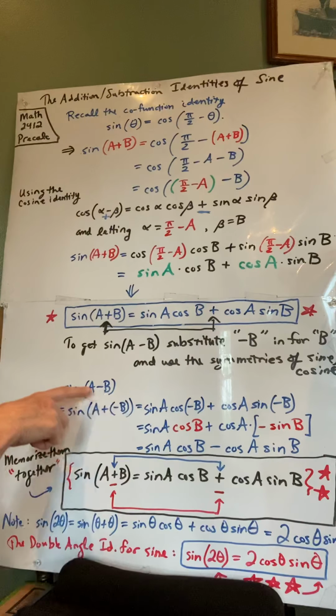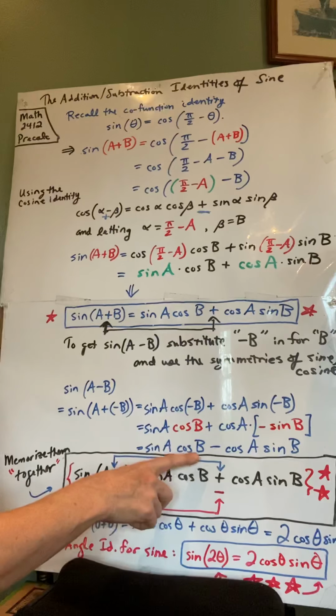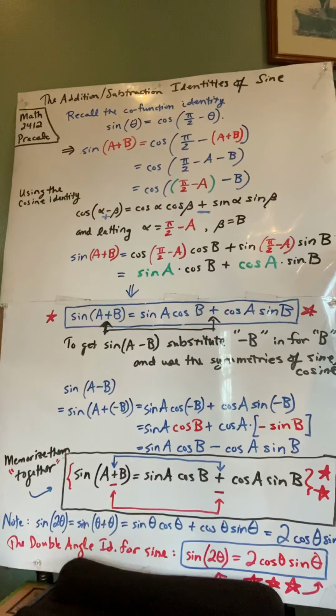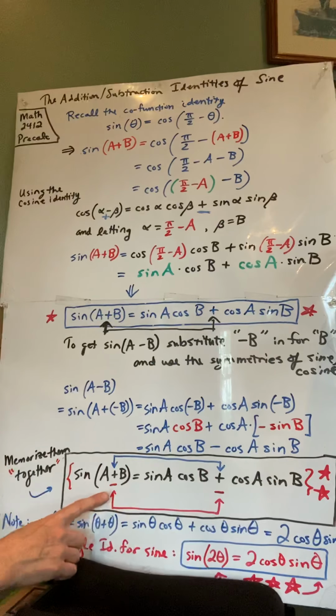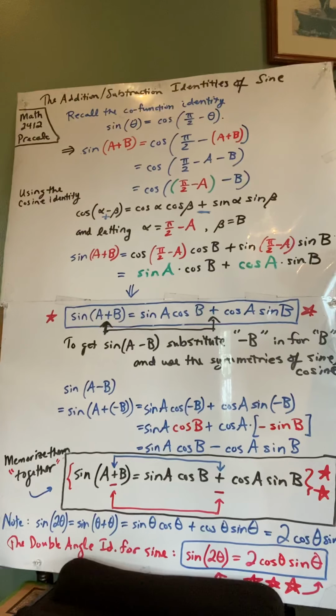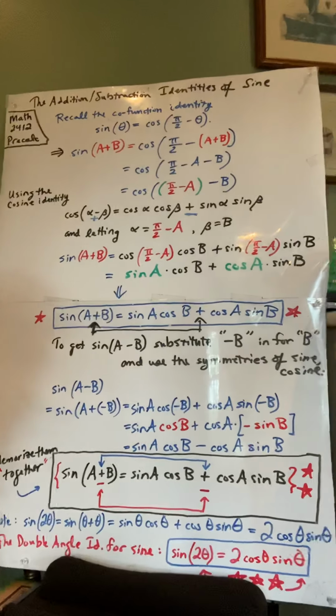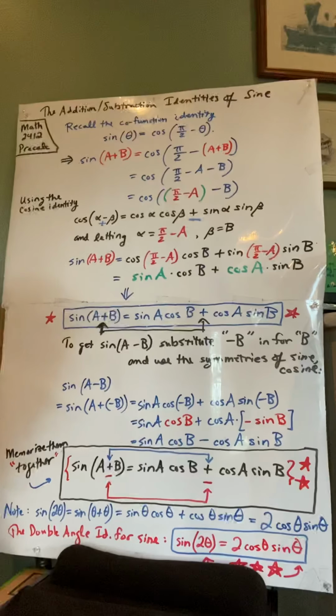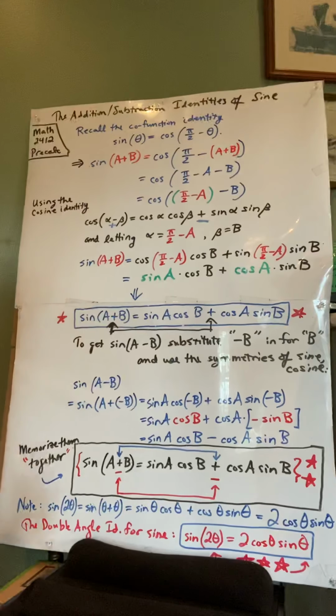So the sine of a minus b is sine of a cos b minus cos a sine b. Again, you're not going to memorize all that so much as memorize kind of one of them, and the fact that if you change this from a plus b to a minus b, that plus changes to a minus. That's what you want to memorize. Let me back up a little bit more so you can see that's the last line.